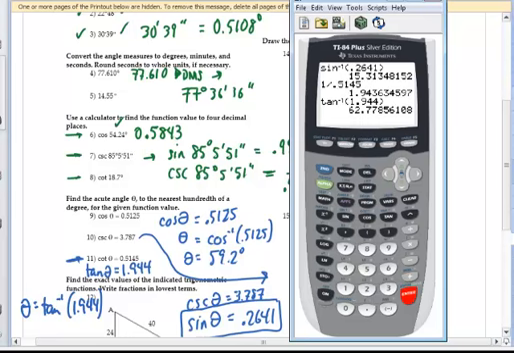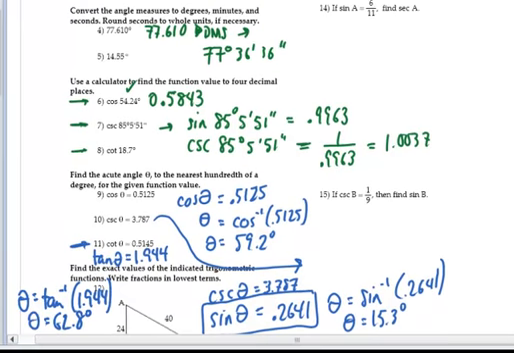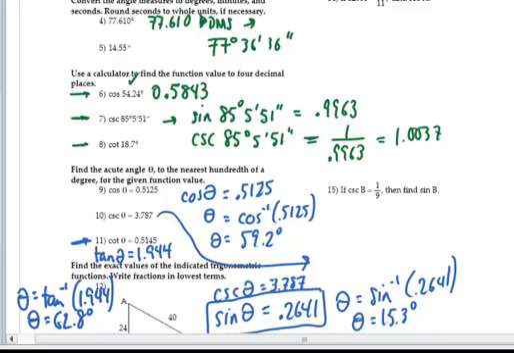And you would get an angle of 62.8 degrees. I'm going to pause for a minute so I can clean up the screen and show the rest of the work in a second.